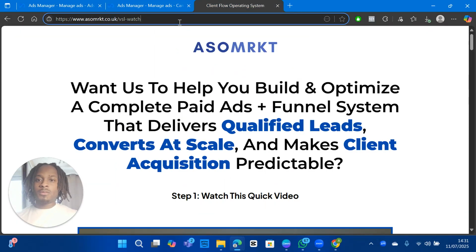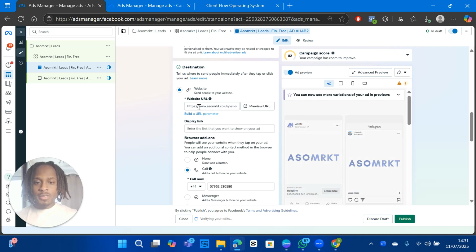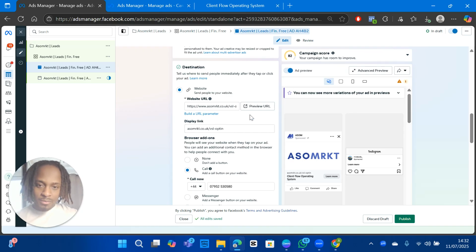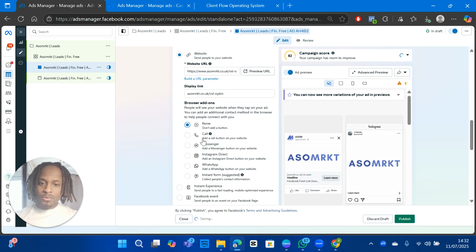I'd have the website, which would be the opt-in page, which I'm going to change here. VSL opt-in. Display link is just to neaten and tidy things up. So I would have asmmarket.co.uk as a tidier form, and that's what would actually be seen, ASMarket, instead of seeing HTTPS www. It's just asmmarket.co.uk VSL opt-in.